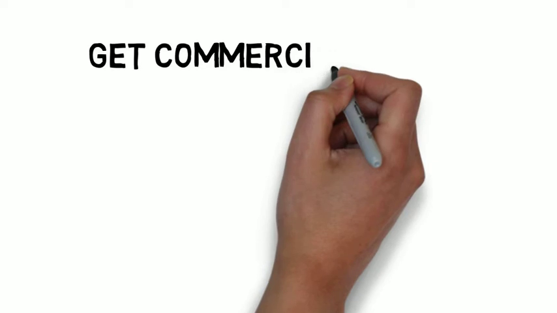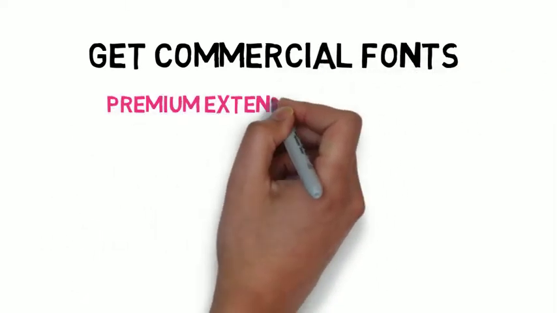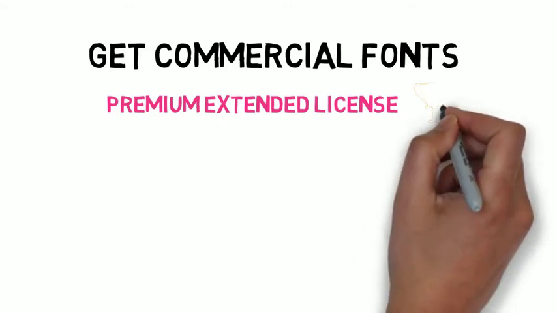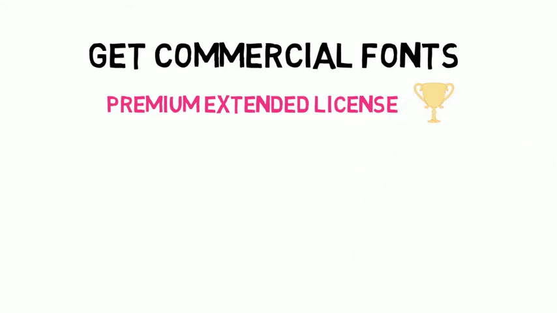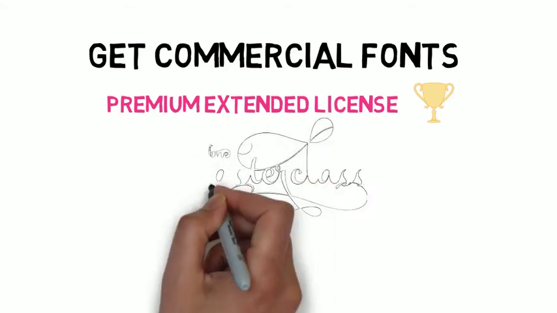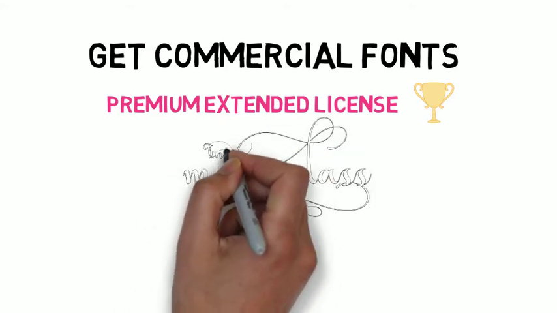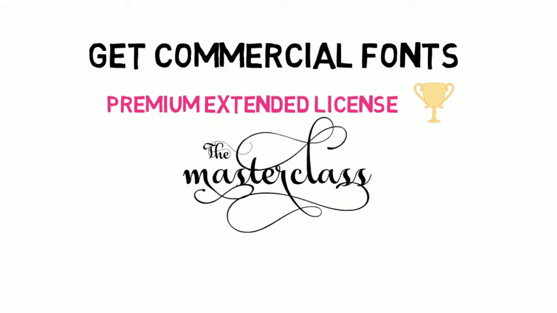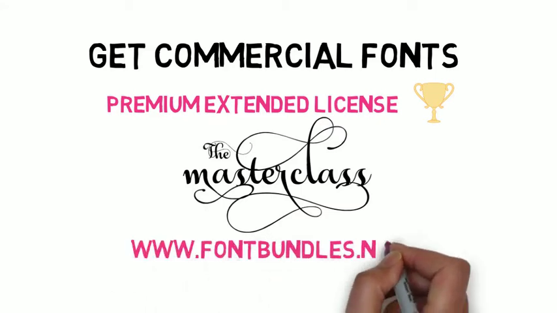When you go looking for commercial fonts to use on your paper cut, make sure that they come with an extended license. Look for open type fonts, also called OTF. These fonts include all the beautiful swashes and fancy swirls. It's a great idea to buy them as a bundle from websites like fontbundles.net.